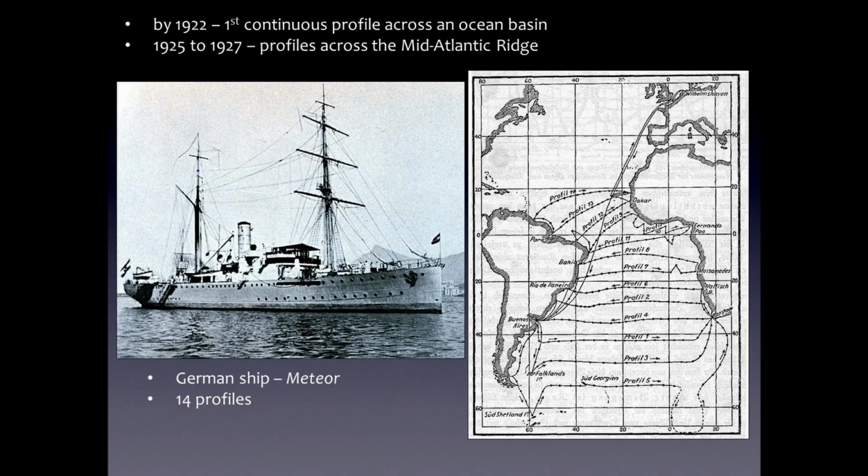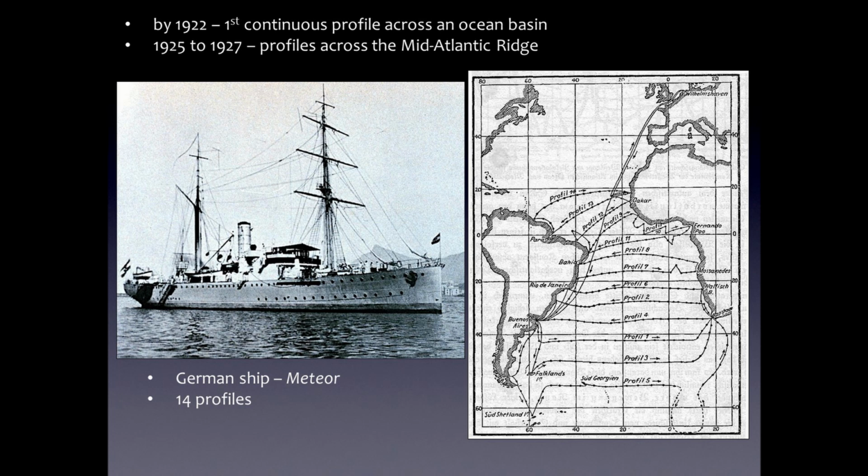So as mentioned earlier in the lecture, by 1925 to 1927, the German ship, the Meteor, went out, traveled across the Atlantic, took about 14 profiles, and started to really develop a picture of what the ocean floor, at least in the Atlantic, looked like. This was preceded by 1922, where the first continuous profile across an ocean basin was developed. So this is revolutionary at the time.